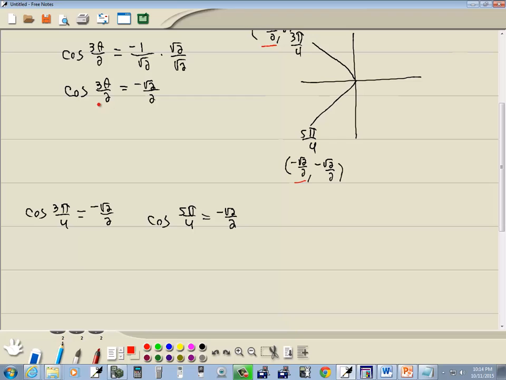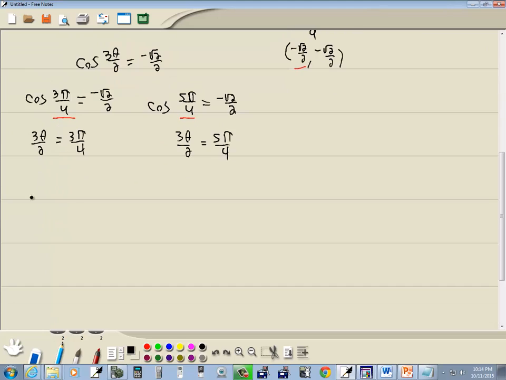Remember how we always do it. If you got more than a single theta here, you have to set what follows your cosine equal to what follows your cosine here. So we're going to have 3 theta over 2 is equal to 3 pi over 4. And this one we do the same thing. So we're going to have 3 theta over 2 is equal to 5 pi over 4. And let me write this down here again, because I'm going to scroll down. Let's see what that gives us.